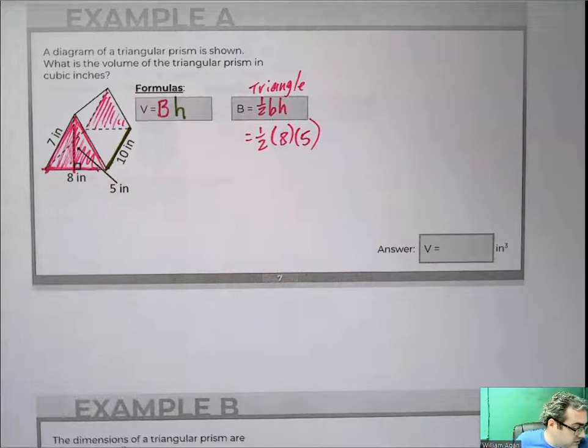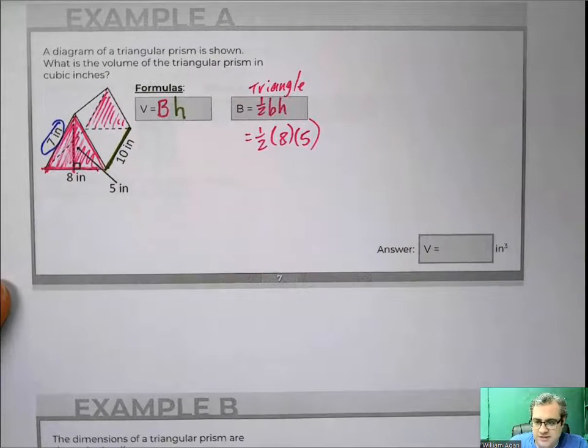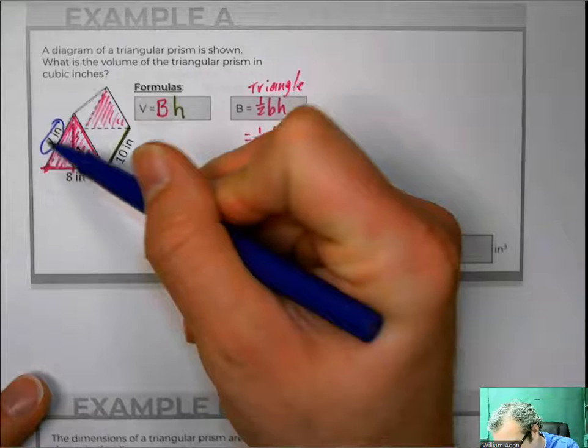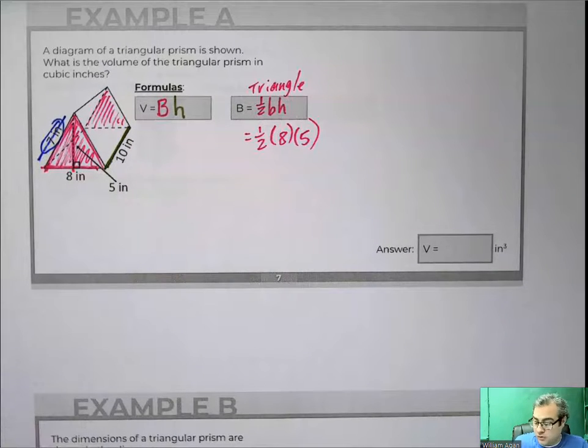Okay, this information over here, this little 7 inches, that's called the slant height, and that is extra information. They put that there to confuse you. We're not going to use that 7 at all.